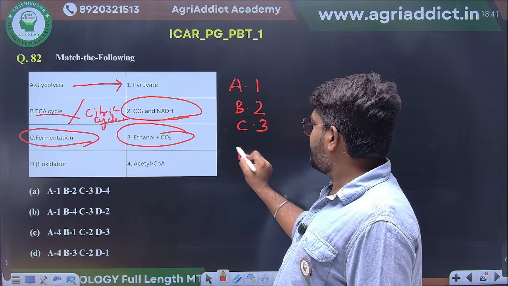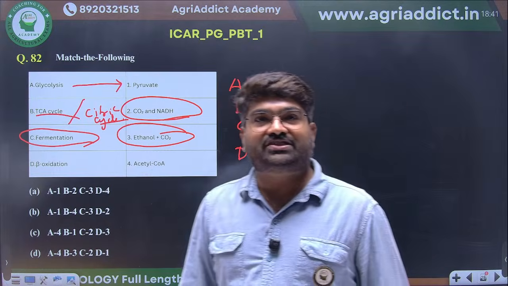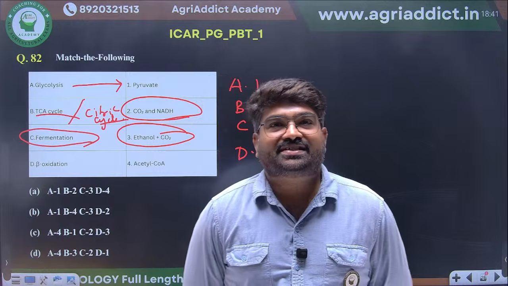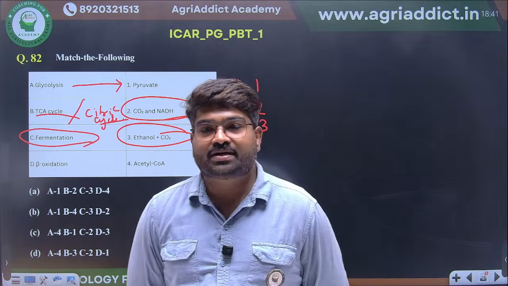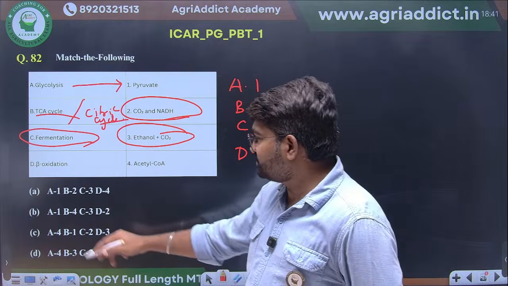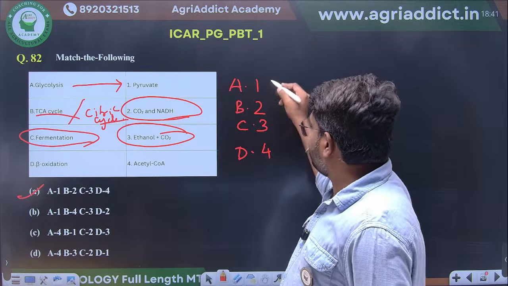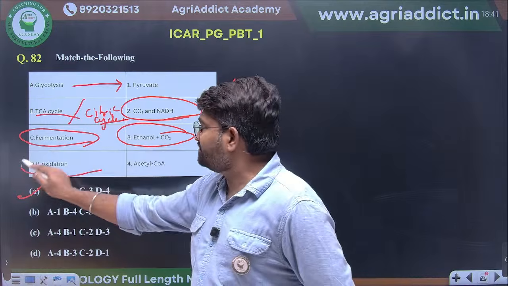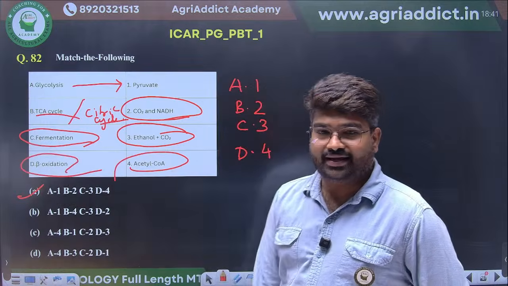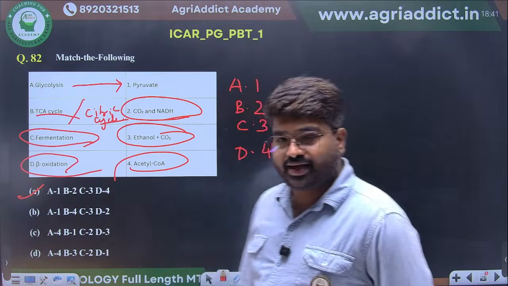C is 3 and D. Beta oxidation means a sequential removal of 2 carbon compounds. Tejaswini, correct answer. 1, 2, 3, 4. Yeah, Tejaswini is the correct answer. So beta oxidation means acetyl CoA will be released. That will be the end product. Yes, students.